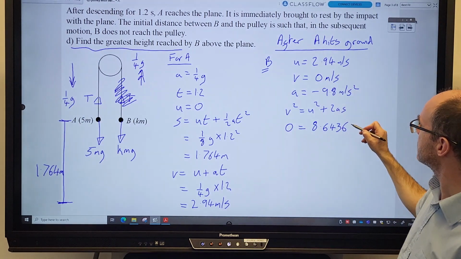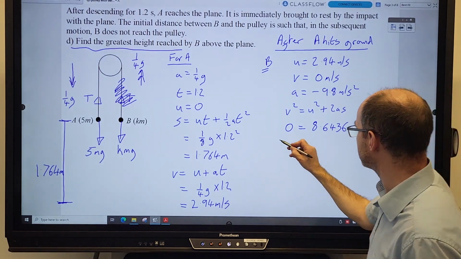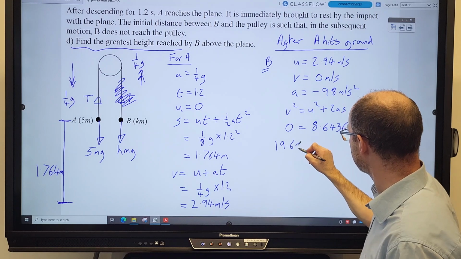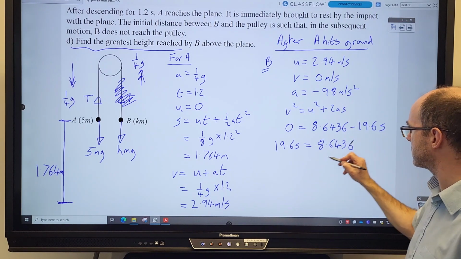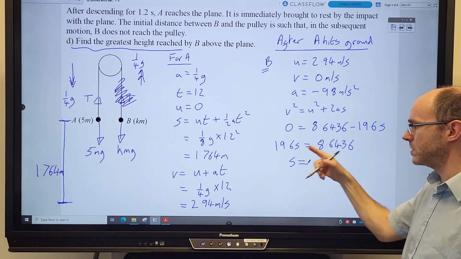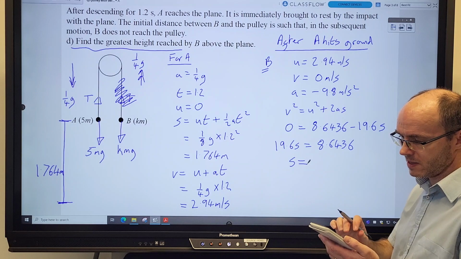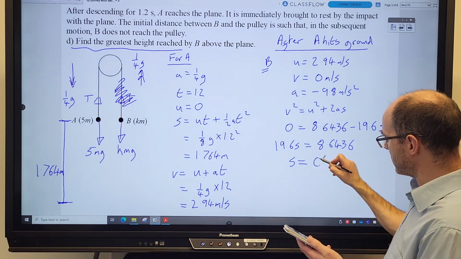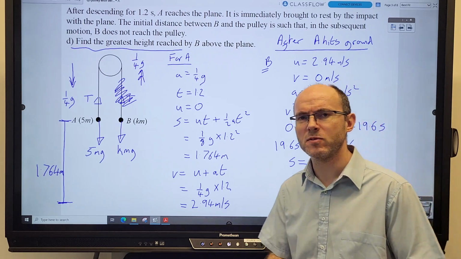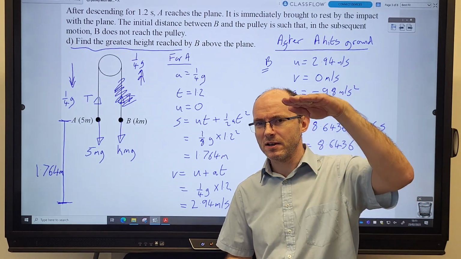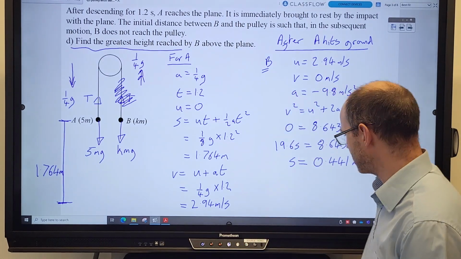2 times a, so negative 19.6 s. We arrange that a little bit, so 19.6 s is equal to 8.6436. s will be that number divided by 19.6, which equals 0.441 meters. So basically B moves just a little bit more after falling freely. It's quite a bit, isn't it? 44 centimeters, just that little bit more.